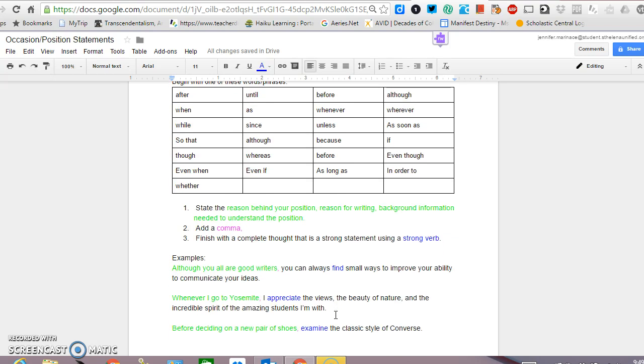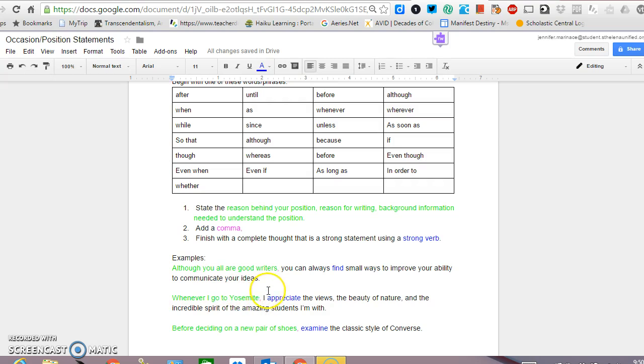Okay, here's another one. Whenever I go to Yosemite, comma, I appreciate the views, the beauty of nature, and the incredible spirit of the amazing students I'm with. So the dependent clause, whenever I go to Yosemite, it's got whenever, which makes it so it can't stand on its own.